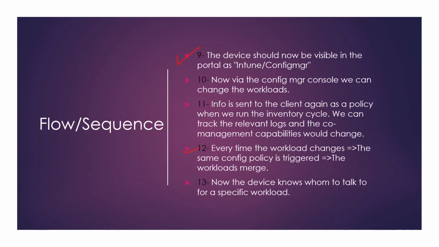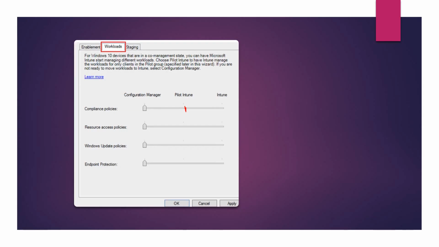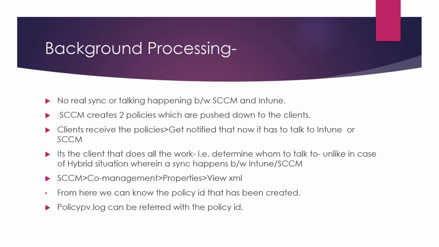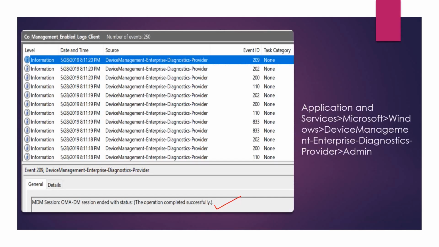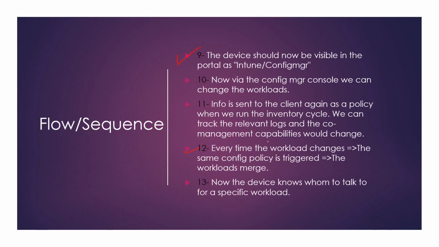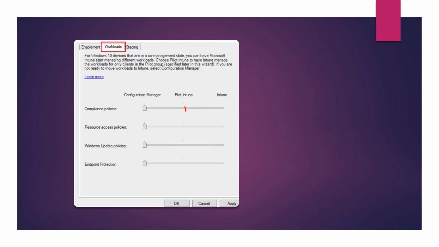We will understand later on how exactly this calculation of workload is done. But for now, let's just understand that every time we change the workload, a configuration policy is sent to the device, and the configuration policy is going to tell the device to update its co-management capabilities depending upon the workload. Okay. So now let me just go back over here. The device knows now whom to talk to depending upon a specific workload.